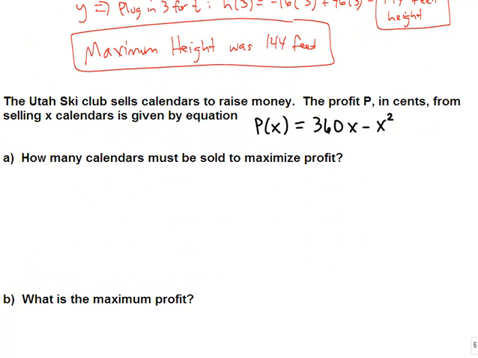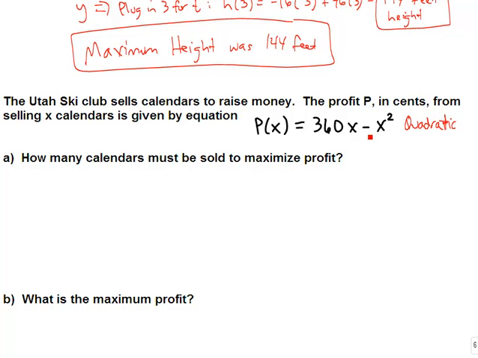The Utah Ski Club sells calendars to raise money. The profit P in cents from selling X calendars is given by the equation P of X equals 360X minus X squared. Right away, I want you to notice that this is a quadratic function, and which way does this parabola point if we were to graph it?